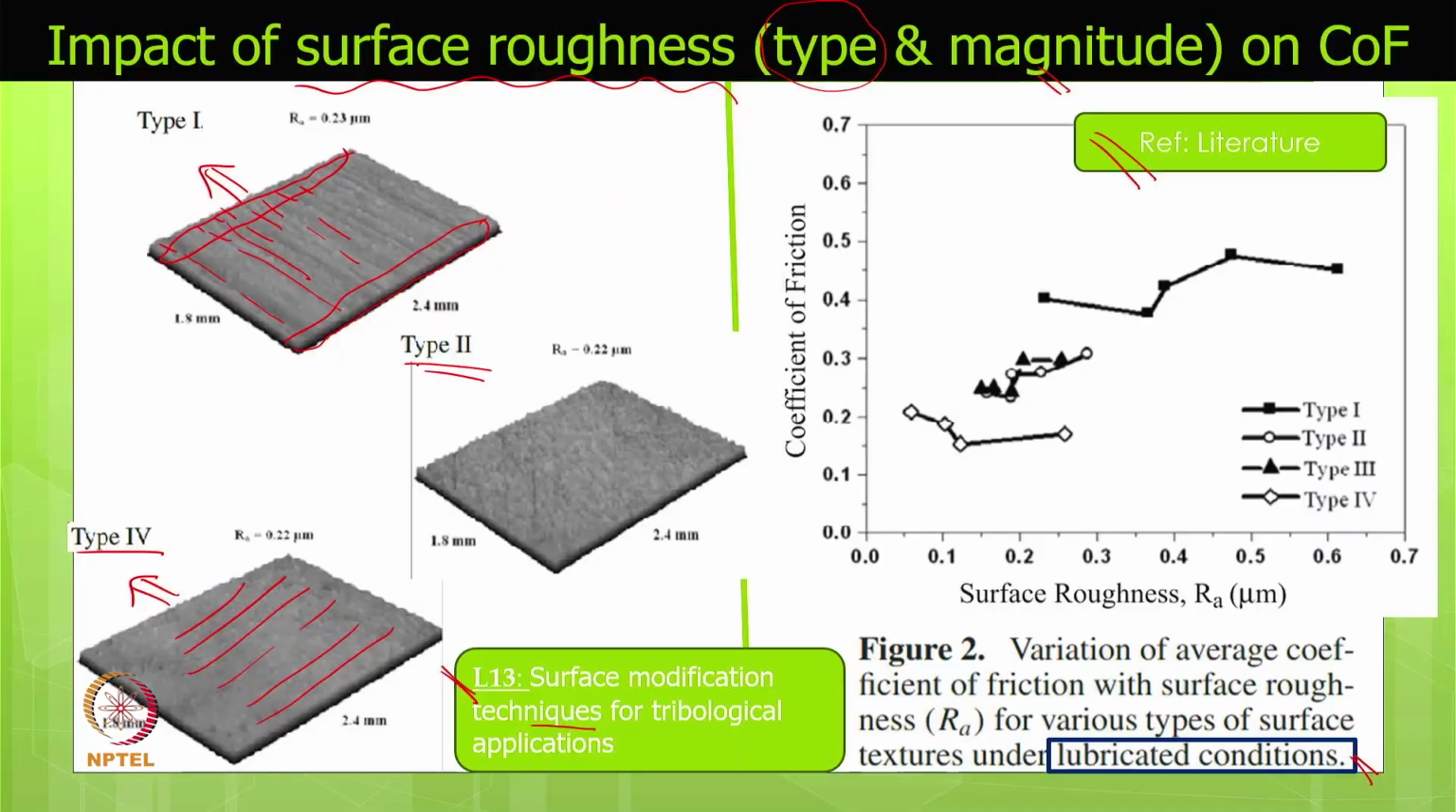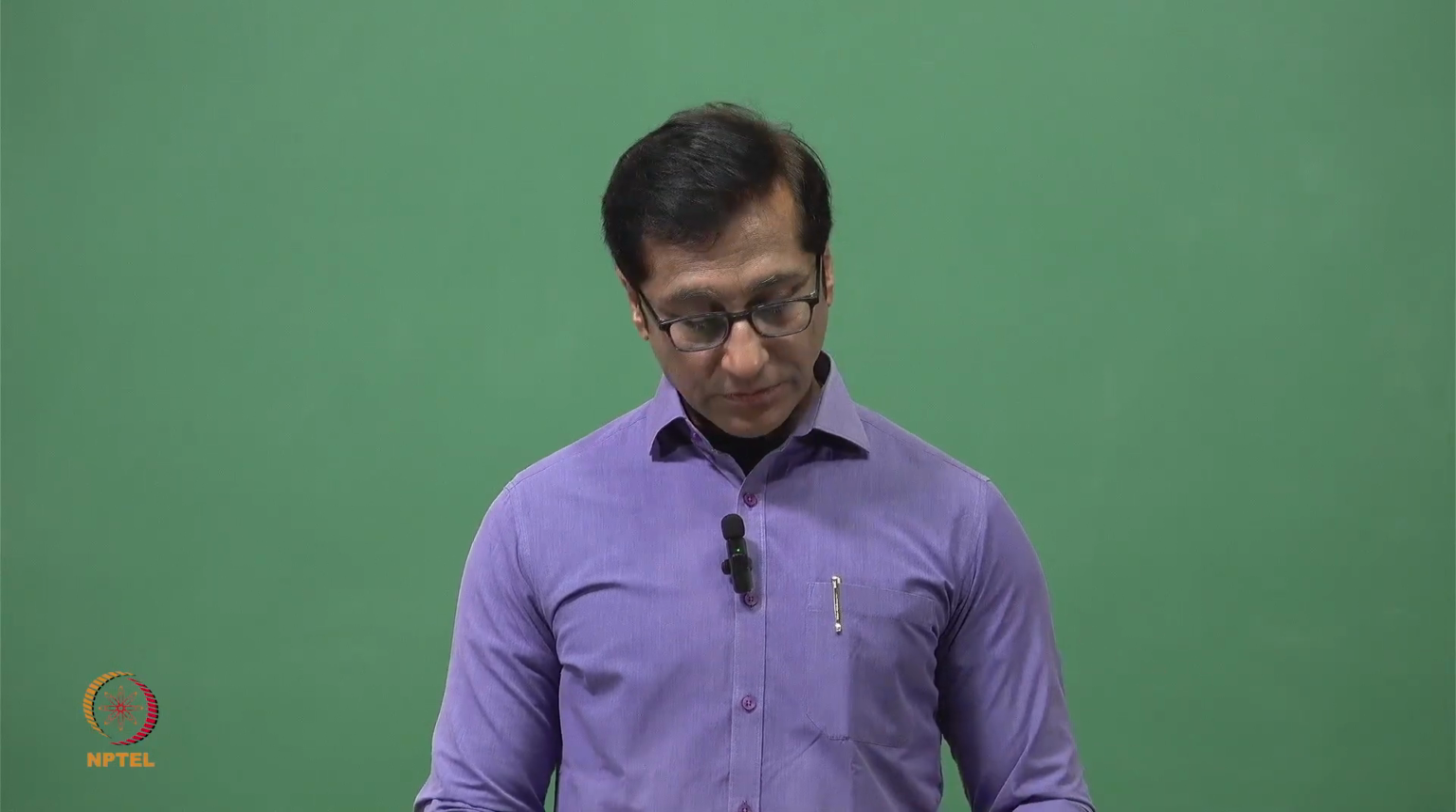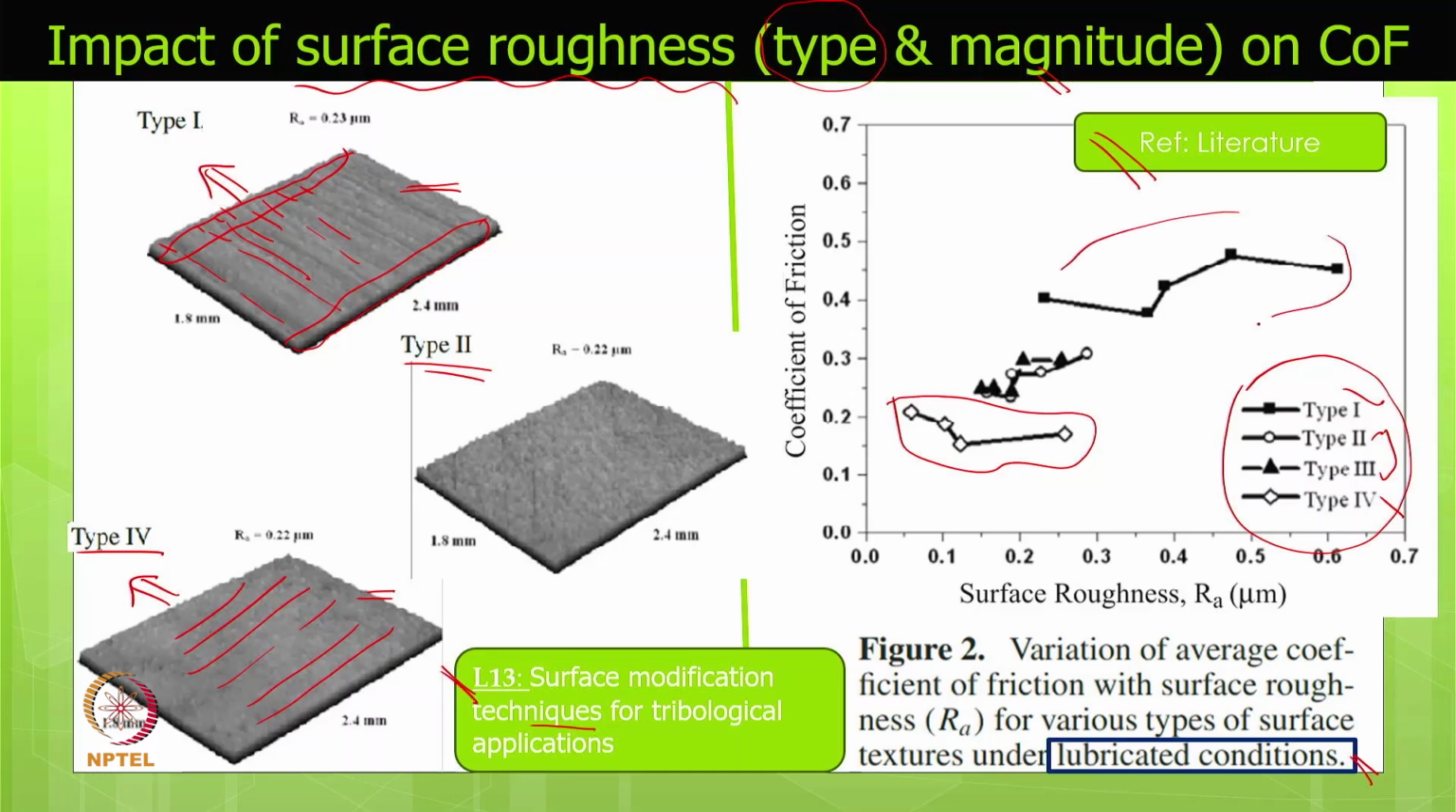Type 2 and type 3 are more or less the same; a kind of pattern has been made, and we don't really go through this groove arrangement or that groove arrangement. This has been published: type 1, type 2 and 3 are more or less the same. Type 4, you can see, shows a low coefficient of friction. So it's not the magnitude, it's the type of surface roughness relative to the sliding direction. Type 1 gives the maximum coefficient of friction, while types 2 and 3 both give a similar kind of coefficient of friction.